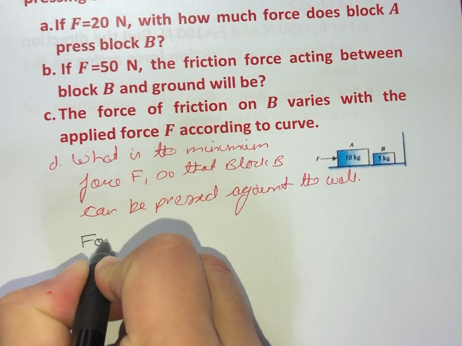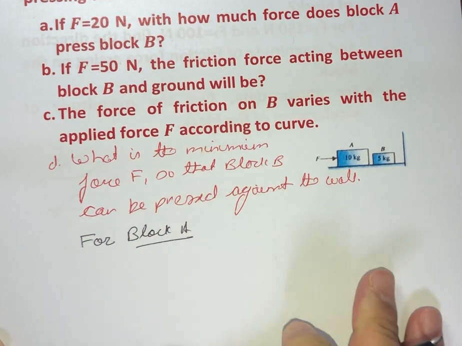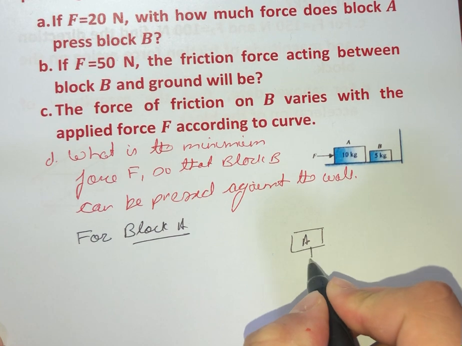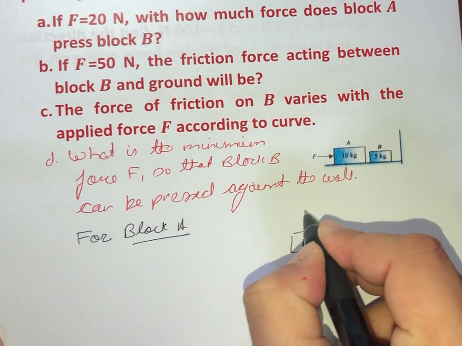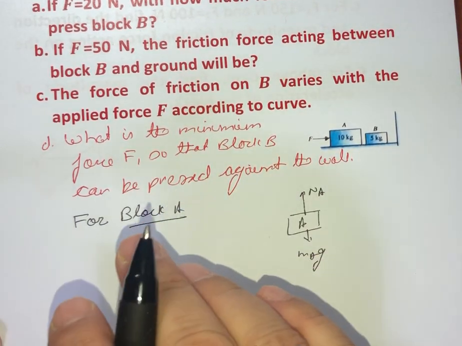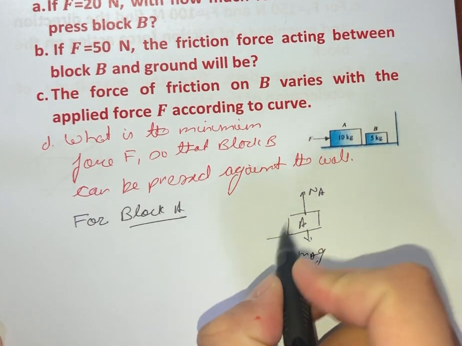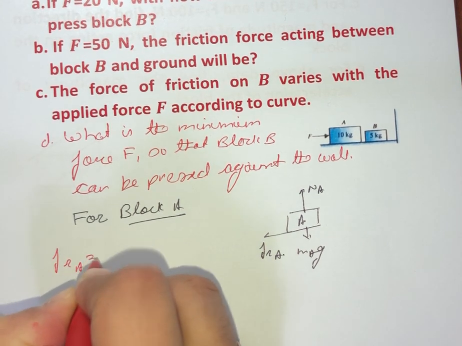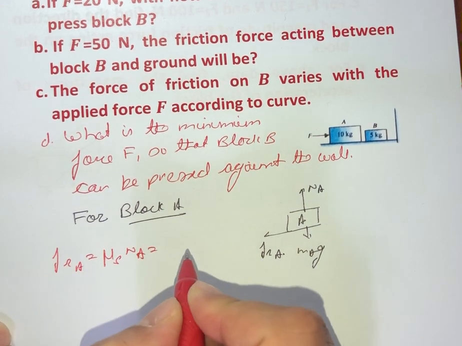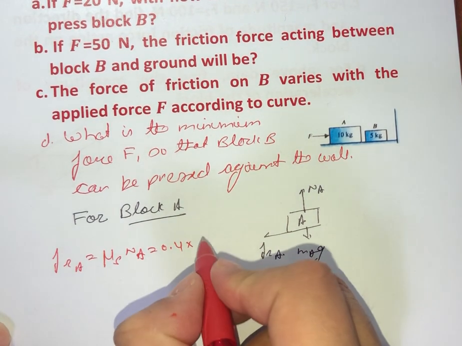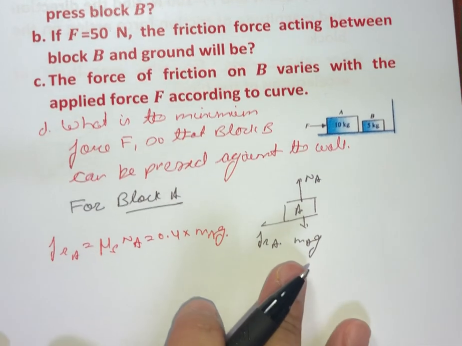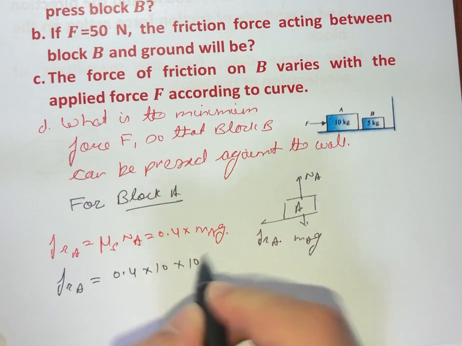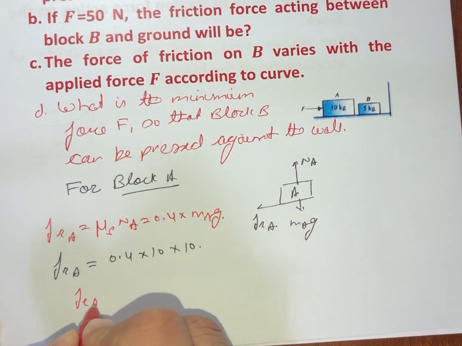For block A, in the downward direction it will be MAG, and in upward, let us suppose normal NA. Force is acting from left to right, so friction will be from right to left. Let us call that FRA. So we can say that our FRA is equal to mu S into NA. Mu S is given as 0.4 and NA will be equal to MAG. Substitute the values. FRA is 0.4, mass of A is given as 10, G is also taken as 10, so FRA is 40 Newton.